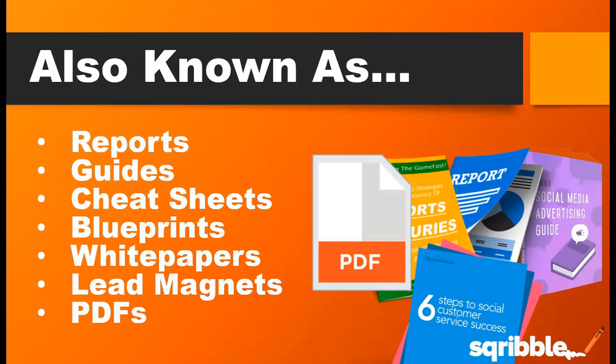Now, ebook is a broad term, and they're also known as all these other things like reports, guides, cheat sheets, blueprints, white papers, lead magnets, PDFs, and so on and so on. Okay, so it's quite a broad term. So, all of this you can actually create with Sqribble.